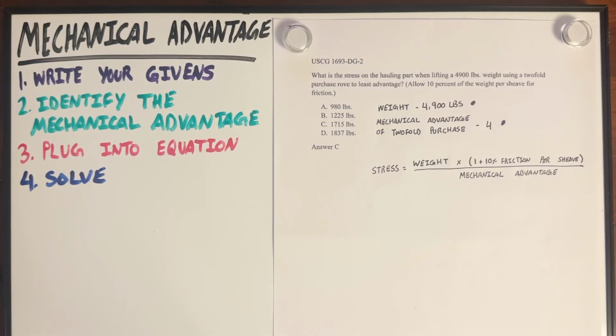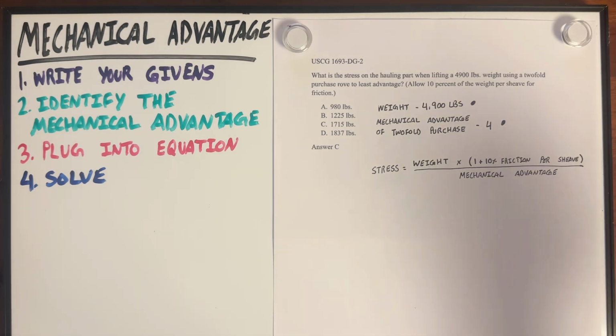Hey everyone, today we're going to look at a question that has to do with mechanical advantage. These are pretty easy, you just have to know what you're looking for, and then it's a simple math problem. So what is the stress on a hauling part when lifting a 4,900 pound weight using a twofold purchase rove to least advantage? Allow 10% of the weight per sheave for friction.